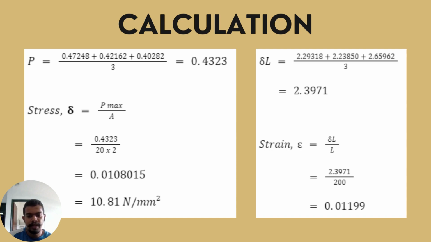As for the calculation, we take the average maximum point load from the testing, which is 0.4323 kilonewton. As for the stress, the formula is P max over area. So our load is 0.4323 over the area, which is 20 times 2. Therefore, we get 10.81 Newton per mm square. As for the strain, which is the change in length over original length, we get 0.01199 mm. Thank you.